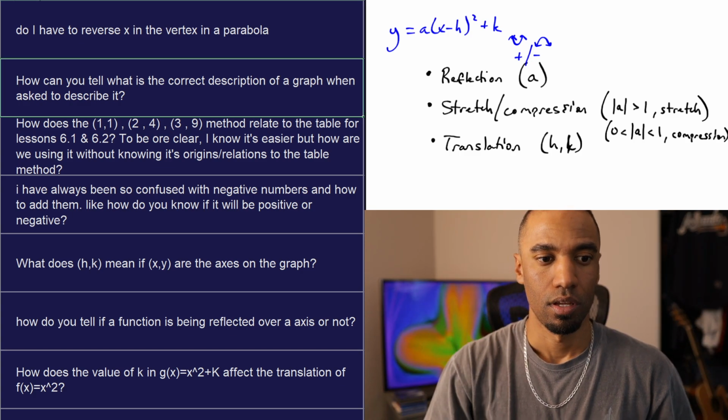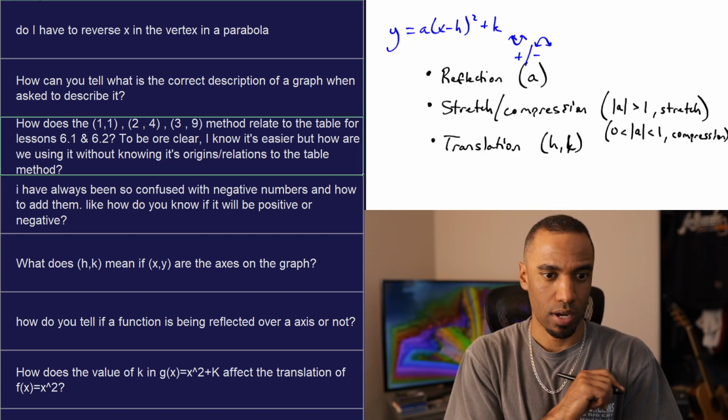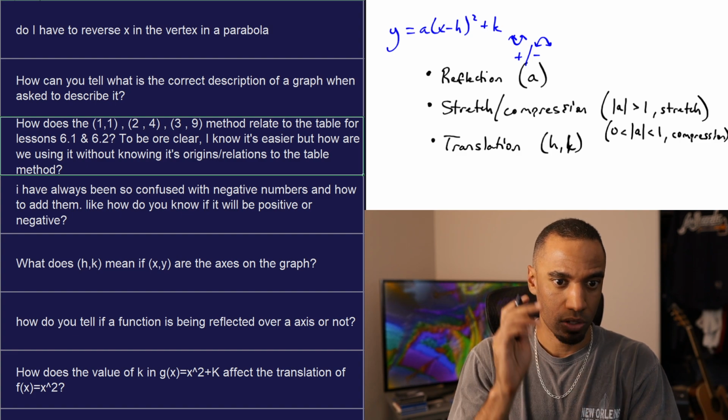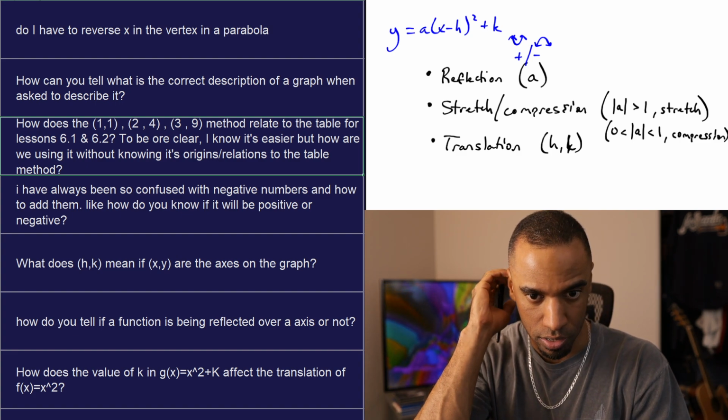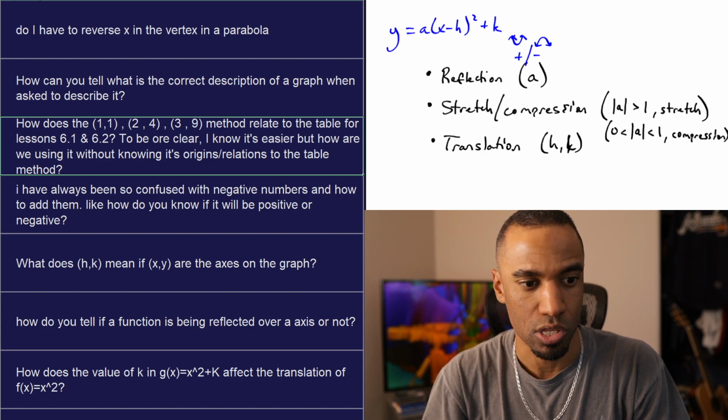Okay. How does the 1, 1, 2, 4, 3, 9 method relate to the table for lessons 6.1 and 6.2? To be more clear, I know it's easier, but how are we using it without knowing its origins or relations to the table method?